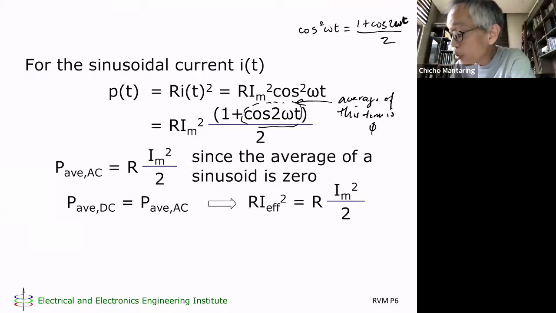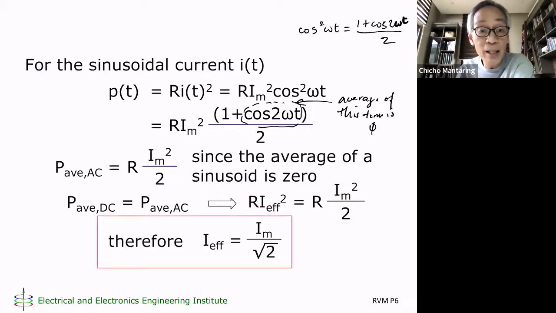If I equate that now to I effective squared R, remember, the power that I effective delivers to a resistor R is I effective squared times R. If I equate that now to this, what I'm going to get is I effective is I of m over the square root of 2. So this is the effective value of my current.